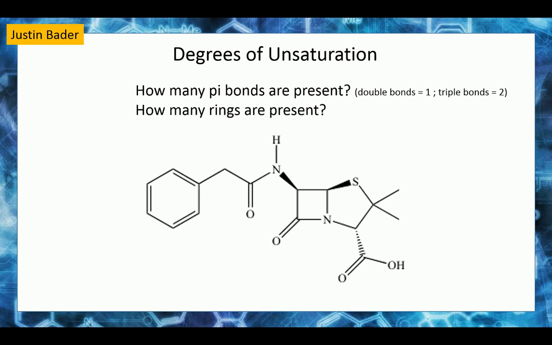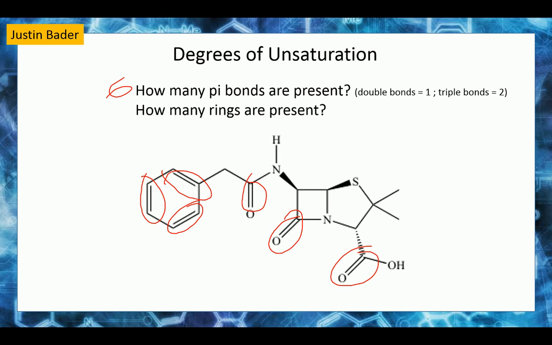The degrees of unsaturation are very important for organic chemistry. They have a lot of uses that we'll discuss later, but for now, in order to calculate the degrees of unsaturation, you need to add up the number of pi bonds in the molecule and the number of rings in the molecule. Please note that a double bond is equal to 1 pi bond, and a triple bond is equal to 2 pi bonds. So we would look at this molecule here, and we would see that there are 1, 2, 3, 4, 5, 6 pi bonds. So we would say there are 6 pi bonds.